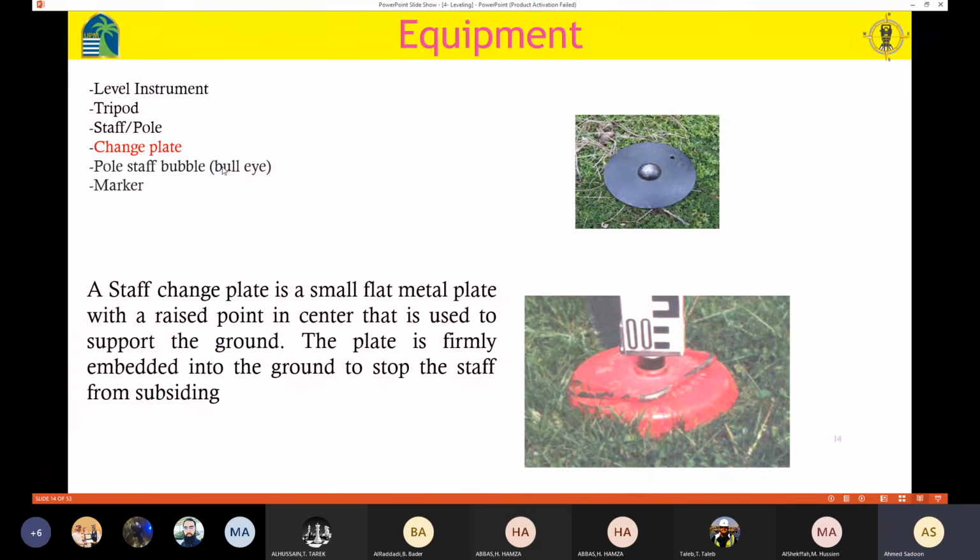Also, we have the change plate. This one's going to be placed on the ground in case the ground is not stable. Sometimes the ground is not stable. If you are going to place the staff on the ground, then the reading is not going to be stable. So we are going to use the change plate. This one is going to be placed on the ground, and then I'm going to put the staff above it. So the plate is firmly embedded into the ground to stop the staff from subsiding. So this one is not going to tilt.